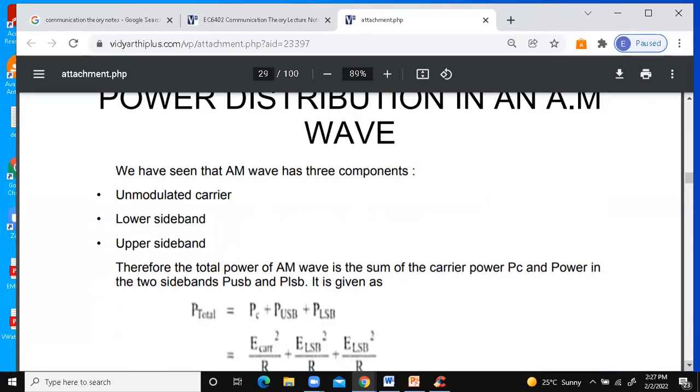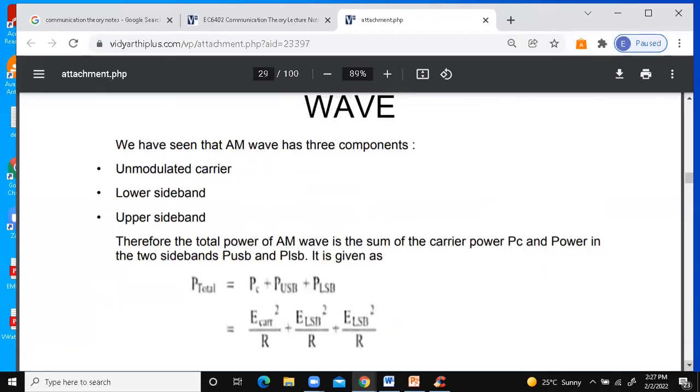So we know how to calculate power. There's no mystery in calculating the power in the carrier, power in the upper sideband, or in the lower sideband. And the total power is the sum of all three.